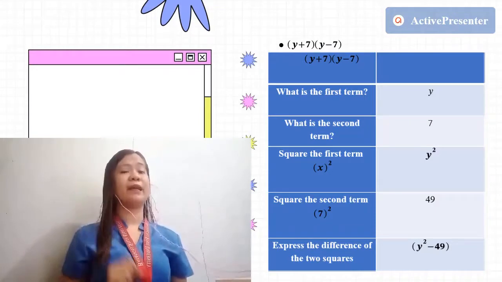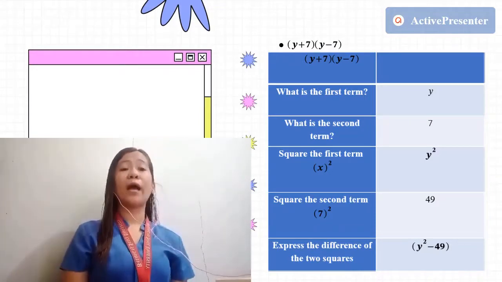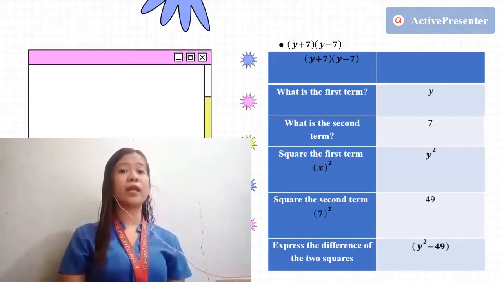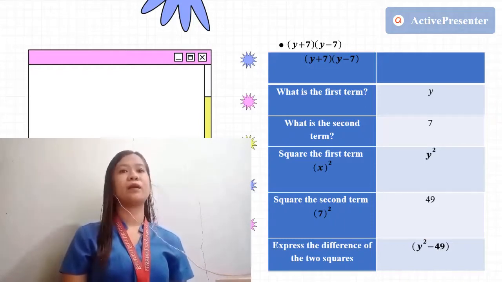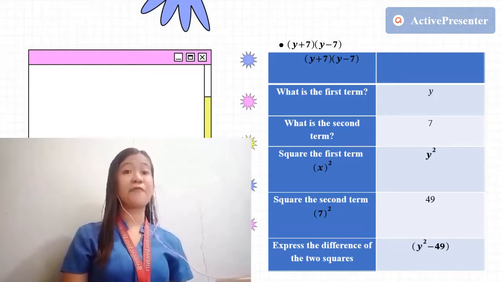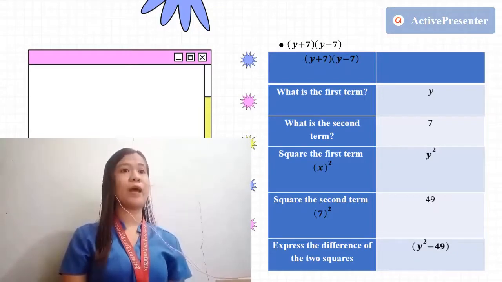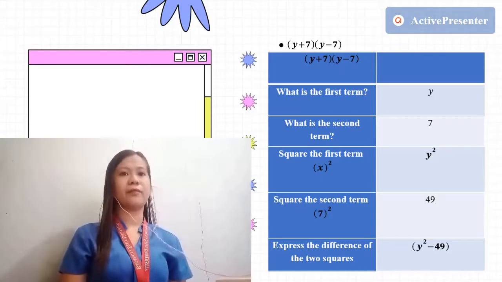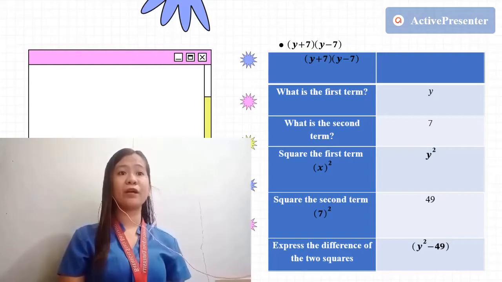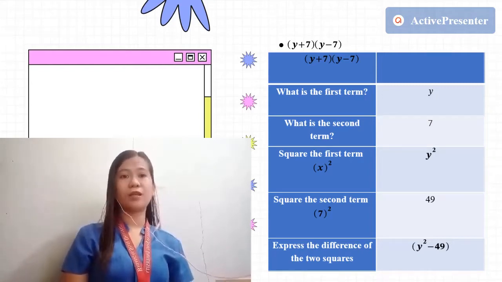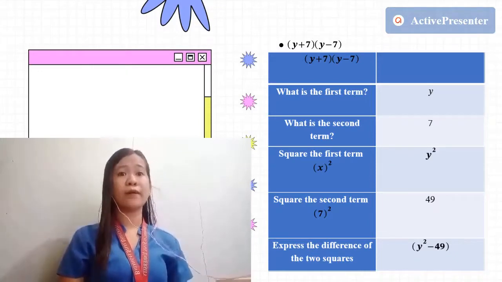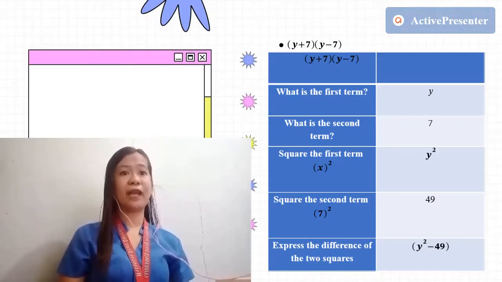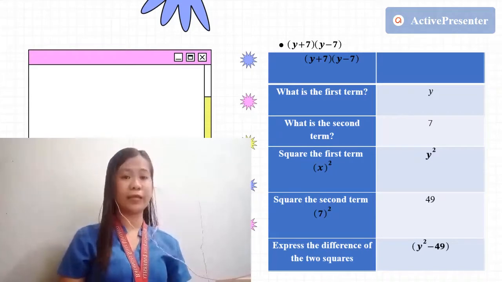Let us have another one. y plus 7 times the quantity y minus 7. What is the first term? We have y. The second term, we have 7. So let us find the square of the first term, so we have y squared. The square of the second term, we have 49, because 7 squared is equal to 49. Then let us express the difference of the squares. So we have y squared minus 49.